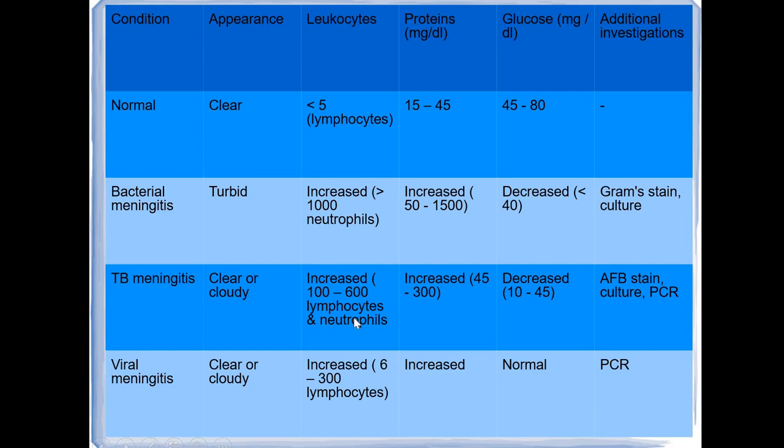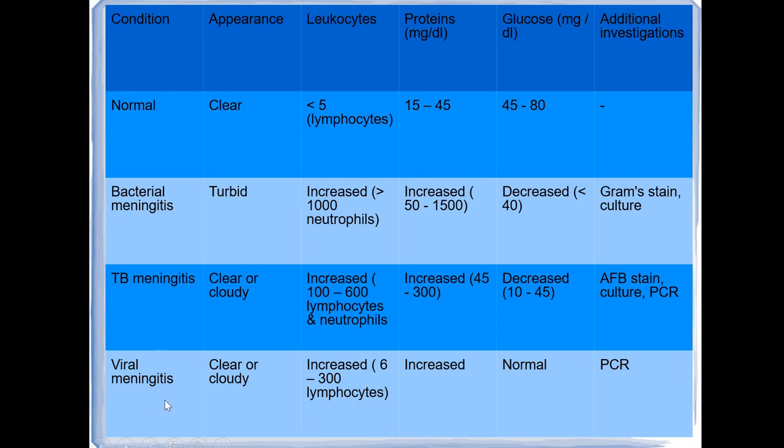The next is TB meningitis, in which the CSF is clear or cloudy, and again WBC is increased, but here there are more lymphocytes. Again, it's not a marked increase, around 100 to 600 the WBC will be increased, and predominantly we'll be seeing lymphocytes, but some neutrophils can be noted, okay, so it's a mixed pattern. Proteins are again increased, 45 to 300, and glucose is decreased. To confirm it, you do an AFB stain, followed by a culture, and then you can also do a PCR. So this is the picture you see in TB meningitis.